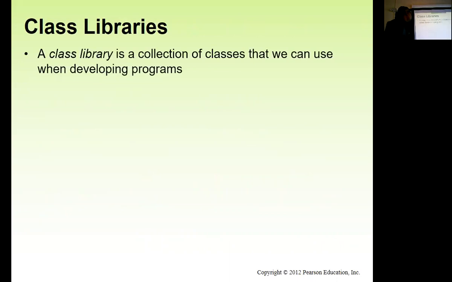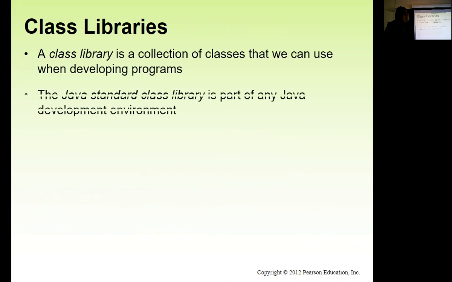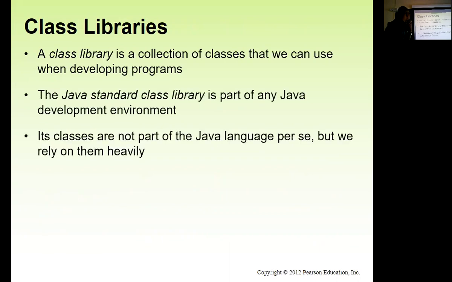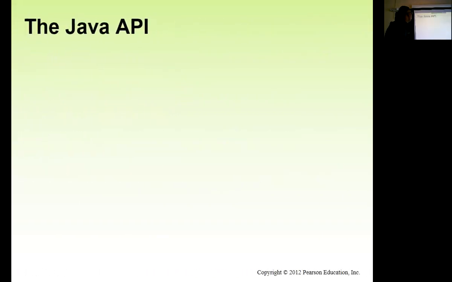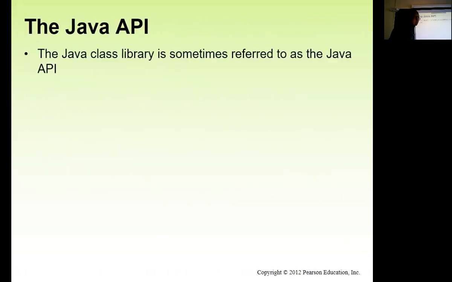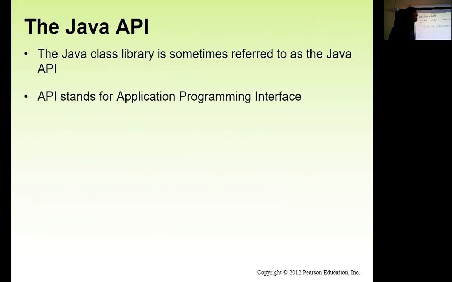A class library is a collection of classes we use when developing a program, and that's just theory. Java has what is called a standard class library, and it comes as part of the development environment. Once you install the Java Development Kit, you will get those. They are not generally a part of the Java language, but we rely on them heavily. System and String are examples of classes that are part of the standard library. Now, in general, most people call the Java library the API, which stands for Application Programming Interface.